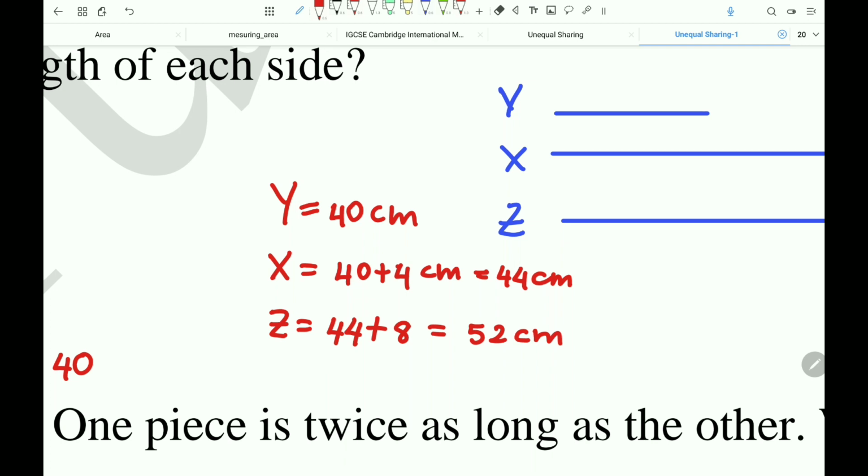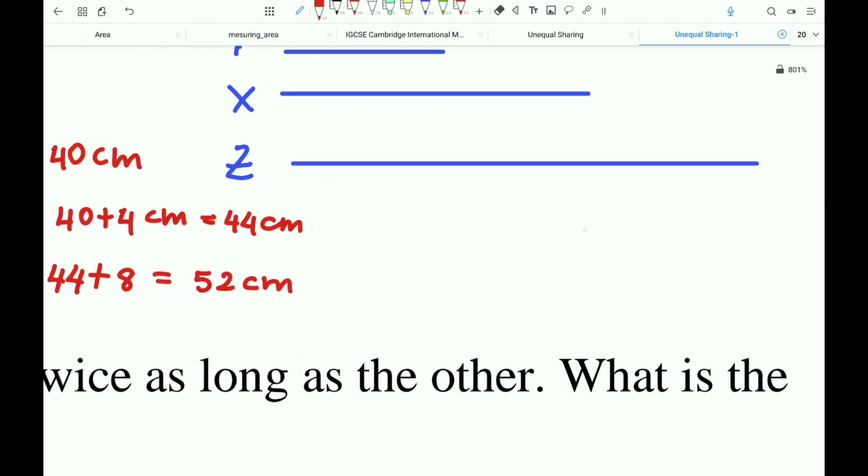Now again, all that's left to do is check over. So we have 40 plus 44 plus 52, and that should add up to the perimeter of the triangle, right? So 136, so let's see. 0 plus 4 is 4, 4 plus 2 is 6, 4 plus 4 is 8, 8 plus 5 is 13. So our sum is correct.